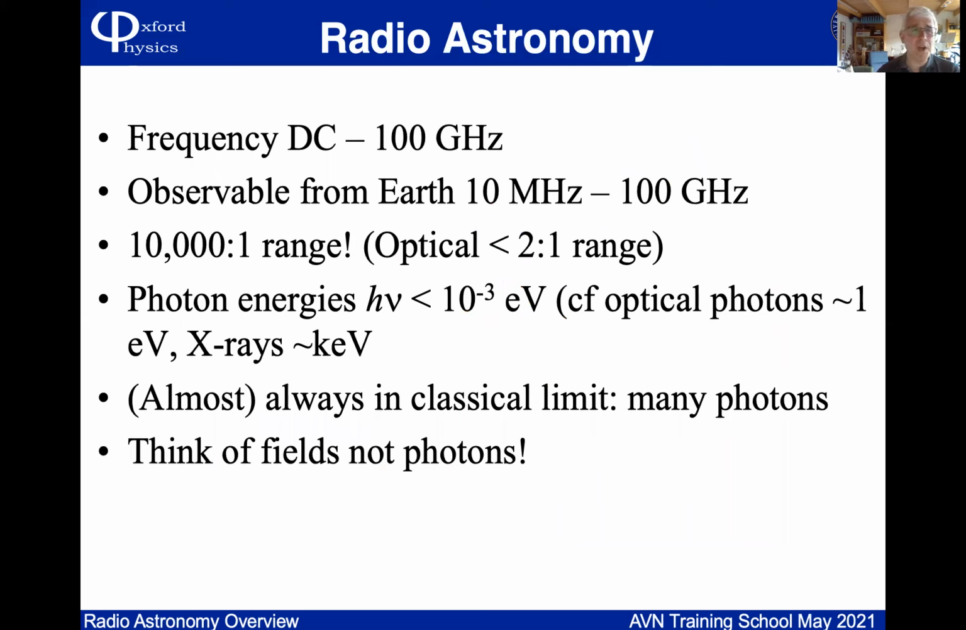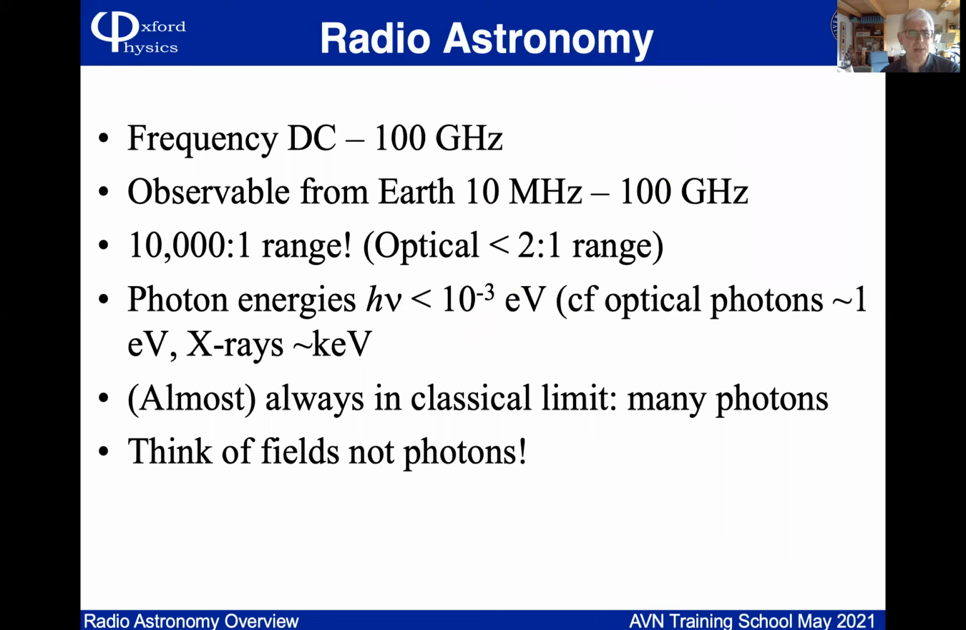So there is no lower frequency cutoff to radio astronomy. It is DC to around about 100 gigahertz. But in practical terms, the ionosphere of the Earth prevents us from seeing frequencies below about 10 megahertz. But that's a 10,000 to 1 frequency range, compared to less than 2 to 1 frequency range in optical. And that means that in radio astronomy, we have a huge variety of different kinds of telescopes that work well in various subsets of that frequency range.